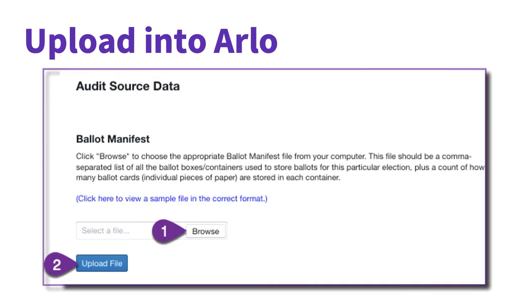Once your ballot manifest is complete and has been saved as a CSV file, upload the spreadsheet into Arlo, VotingWorks audit software, by logging in, browsing to the spreadsheet you created, and clicking Upload. If you've made a mistake, Arlo will tell you where the error is in your manifest, so you can make corrections as needed.